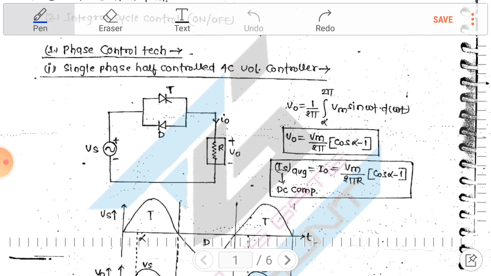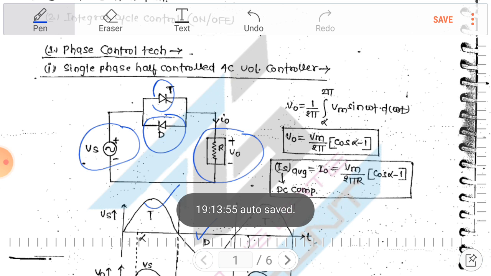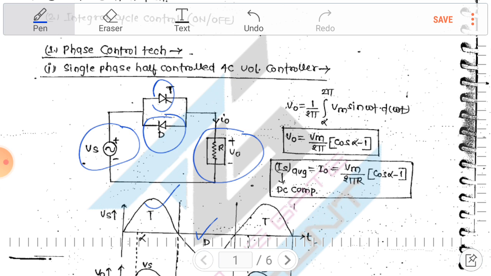In such we are using the circuit like here, one thyristor is used and in anti-parallel of it one diode is placed. So we can control only positive half cycle and negative half cycle cannot be controlled because we are using diode in negative half cycle. A resistive load is connected and AC supply is given, where we know that AC has fixed magnitude and frequency.